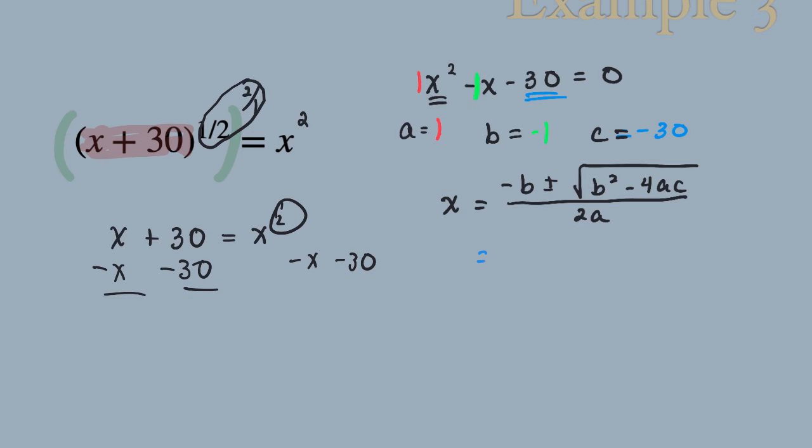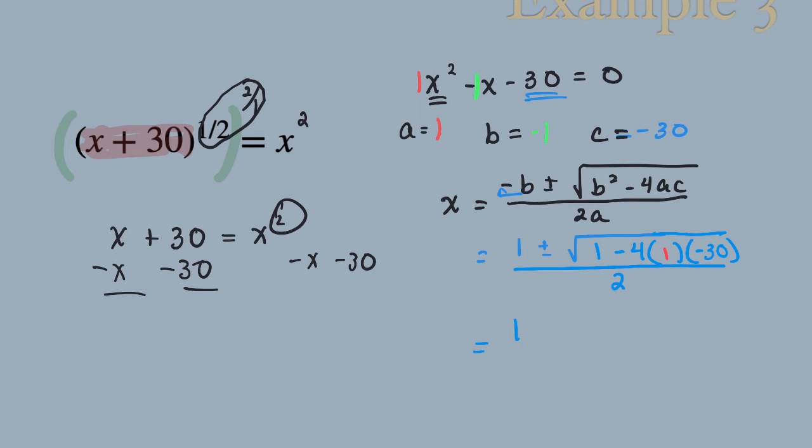Be careful here. We want the opposite of b. Well, b is -1, so the opposite of -1 is just 1. So it's 1 plus or minus. We're going to square b in our head. So b is -1, times -1 is just 1. Minus 4 times a times c, all over 2 times a, but again, a is just 1, so 2 times 1 is 2.